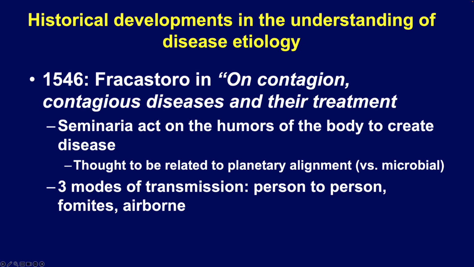Moving on to some other historical developments, in another departure from miasma theory, Fracastoro, an Italian physician and Renaissance person, was one of the first to hypothesize that infections were spread from person to person by conceptualizing minute invisible seeds, or seminaria, that were unique for different diseases. He said that seminaria were self-replicating and acted on the humors of the body to create disease.